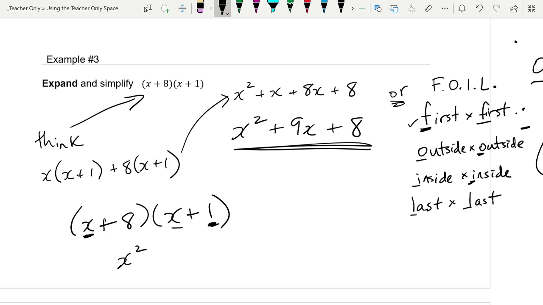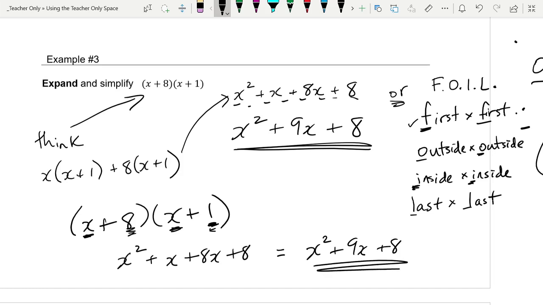So the x times the 1 is 1x. Inside times inside would be this 8 times this x. And then last times last is this 8 times this 1. And notice that gets you the same thing that we had up here. You still have to collect the like terms. My FOIL does not do that for you.